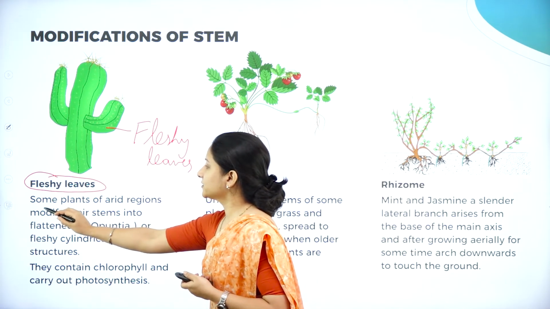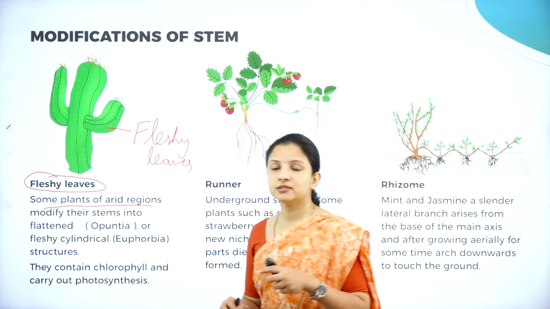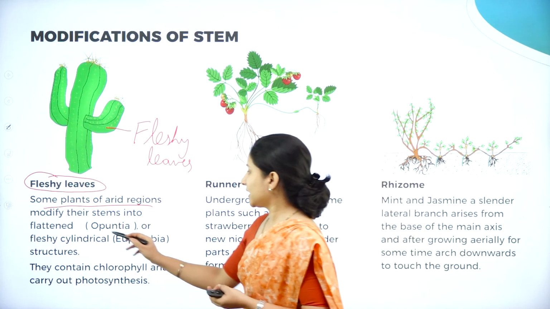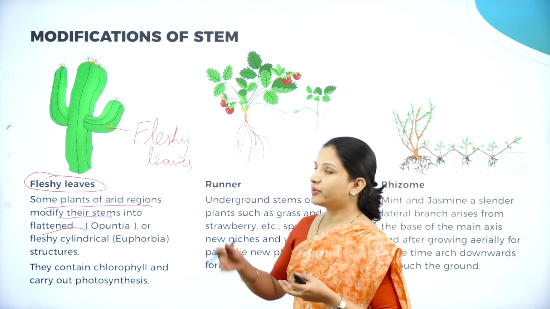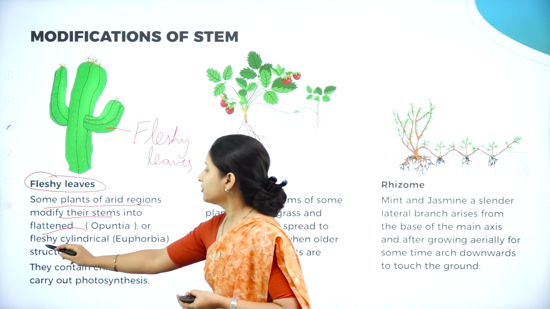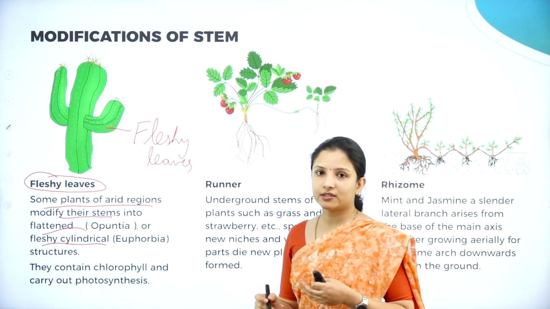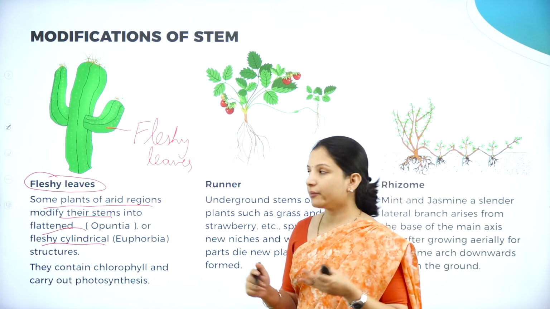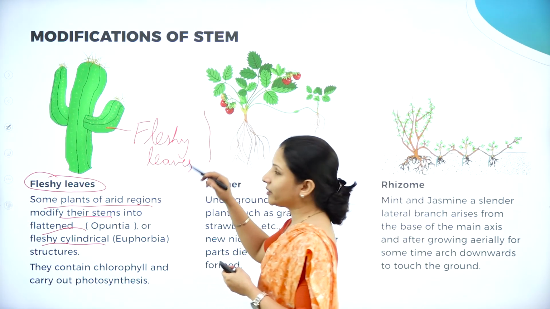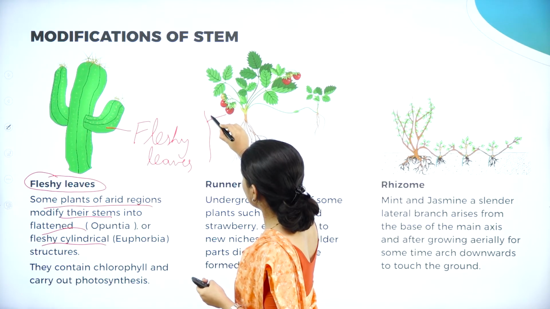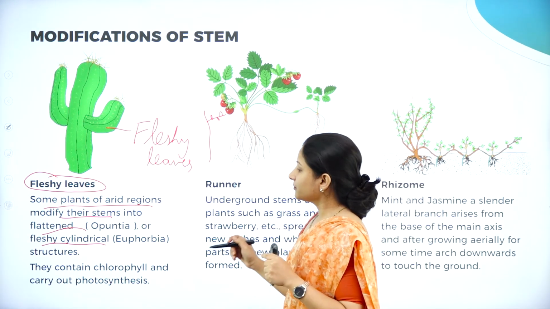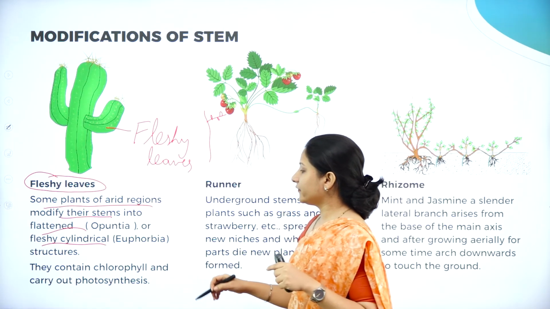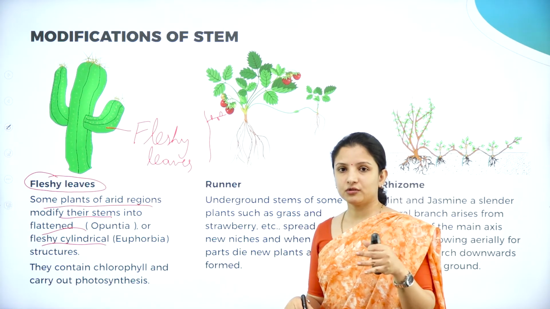So some plants that are present in the arid regions actually modify their stems into flattened structures, that is especially in Opuntia, cactus, and also into fleshy cylindrical structures, that is Euphorbia. Euphorbia members also will not have big leaves. They'll just have small tiny leaves here and there, which are also very fleshy. So they actually contain chlorophyll and also help in the process of photosynthesis.